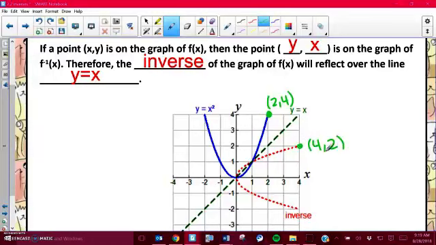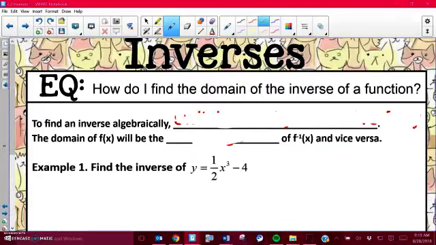And so you can see that they are going to reflect over this linear parent function because that's basically what the inverse is doing. It's reflecting it around that line. So if you look at this, the inverse of y equals x squared is not actually a function, but it is an inverse. Okay, so let's talk about how we would find an inverse algebraically.